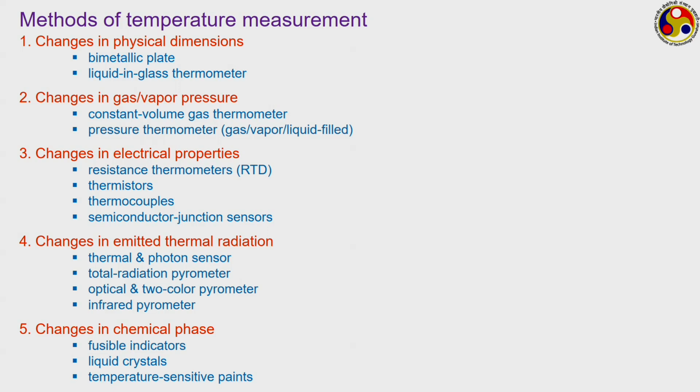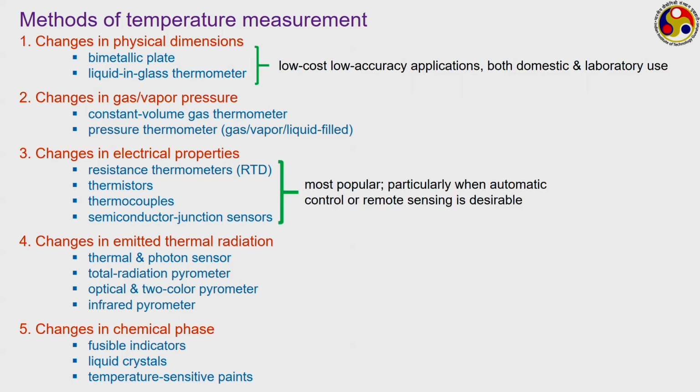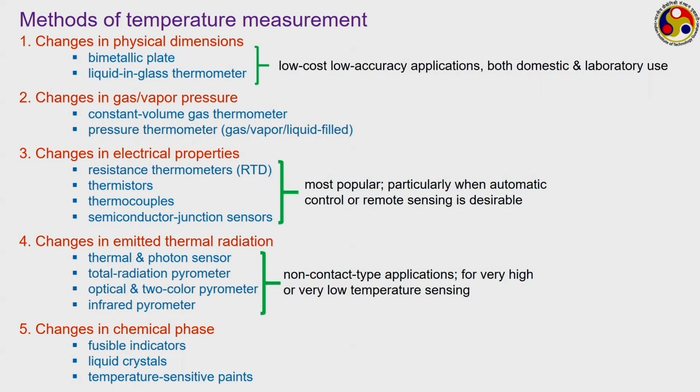Out of all these 5 kinds of categories, the first one, that is changes in physical dimensions, is for low cost, low accuracy applications. So, for domestic or for crude laboratory applications, we can always go for this. However, a more popular one is the change in electrical properties like RTD, thermocouples, etc., very popular in industries and also in scientific research. Particularly when you are looking for automatic control or remote sensing, then we have to go by something like this or a more advanced option. And the changes in emitted thermal radiation is a non-contact application, which we generally make use of for very high or very low temperature sensing.